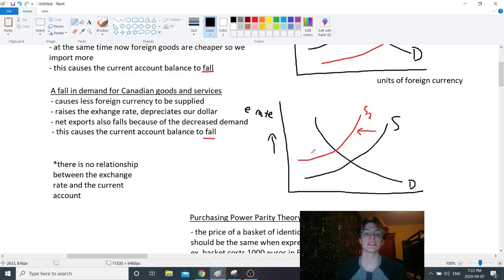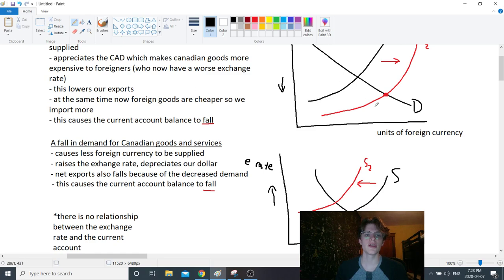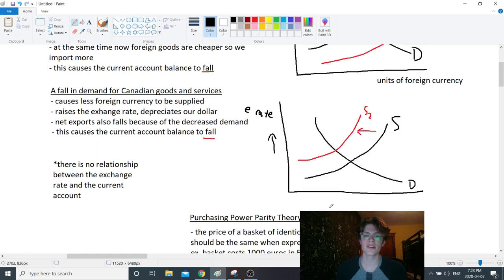Now, what happens when our dollar depreciates? Normally we'd have net exports rise because of that depreciation, but what it said here was that there was already a fall in demand. So net exports has essentially been the thing that's fallen, so it can't then rise again. So this also causes the current account balance to fall. So you'll notice in this situation the dollar appreciated, in this situation it depreciated, but in both situations the current account balance fell. So that's just trying to point out that there is no relationship between the exchange rate and the current account.